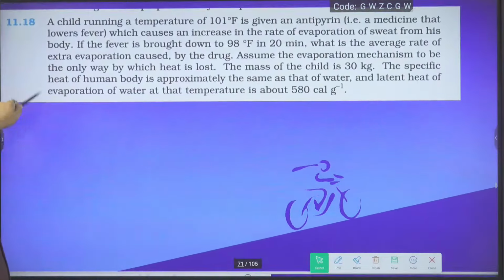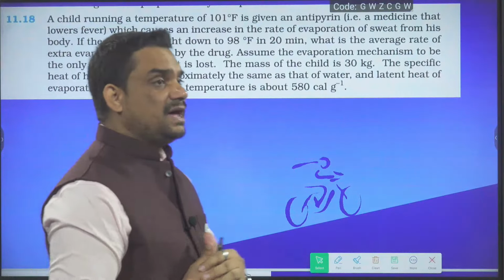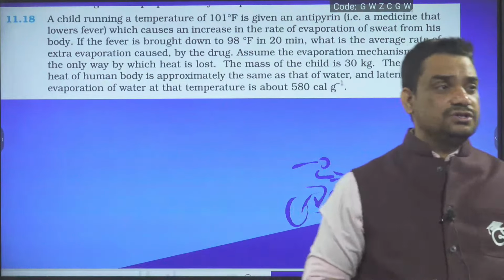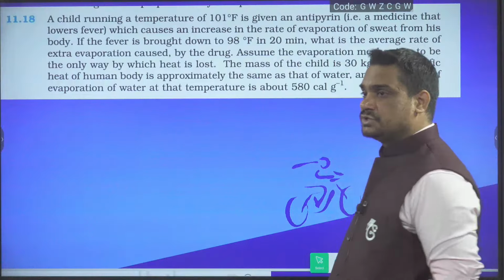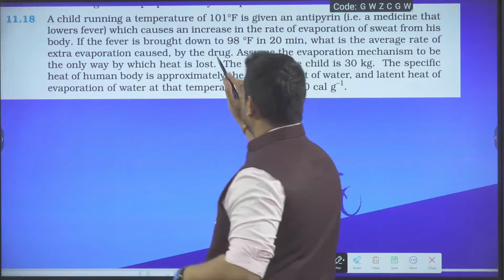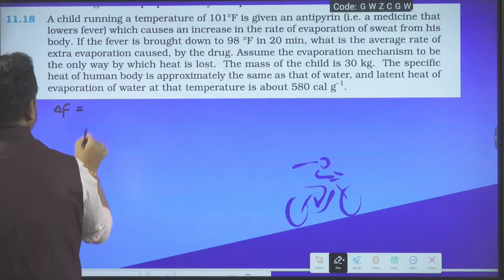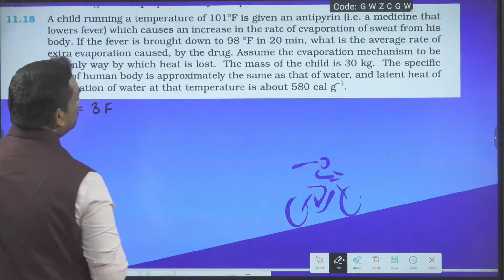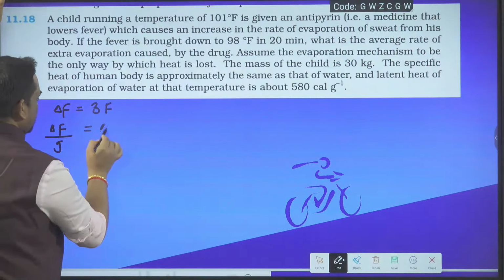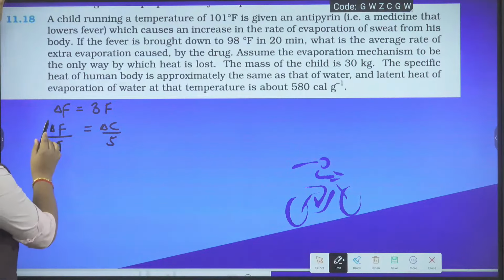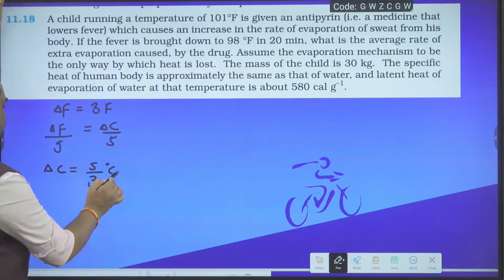Now, this is the one question. A child running a temperature of 101 Fahrenheit is given an antipyretic like paracetamol, okay, which causes an increase in the rate of evaporation, okay, and fever comes down to 98. So from 101 to 98 means what is delta F first of all? It is 3 Fahrenheit. But we don't do calculation in Fahrenheit. We do it in Celsius. So delta F by 9 equal to delta C by 5. So we can say this is the 3 here. So delta C becomes basically 5 by 3 degrees Celsius. This one I will use.